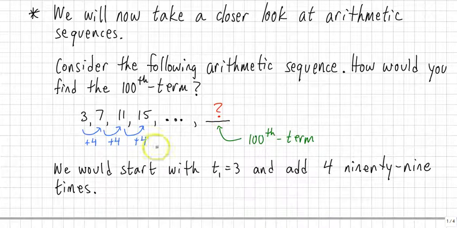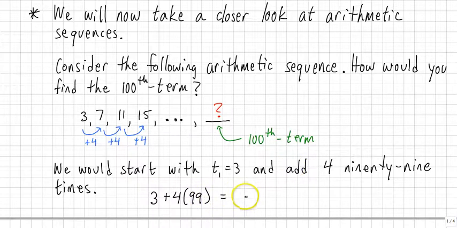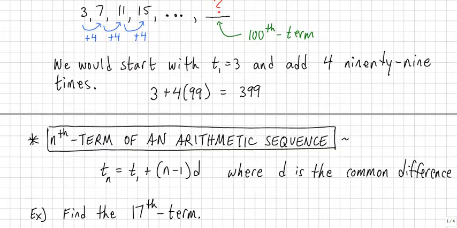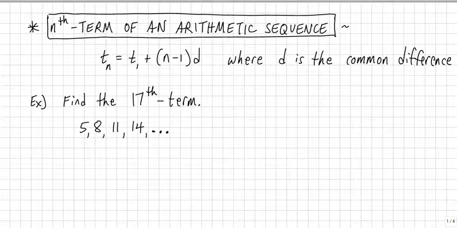So to find the hundredth term, I could just take 3 and add 4 99 times, which would tell me that the hundredth term is 399. So that would be a pretty quick way to come up with the hundredth term. Just take the first term, and then we're going to add 4 99 times to get to the hundredth term. Well, that was for that particular sequence. So what if we wanted to do this for any arithmetic sequence?